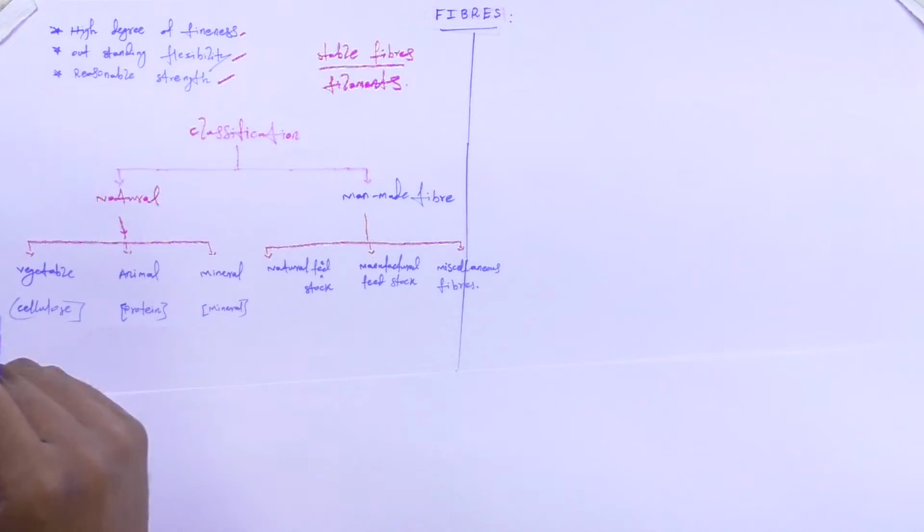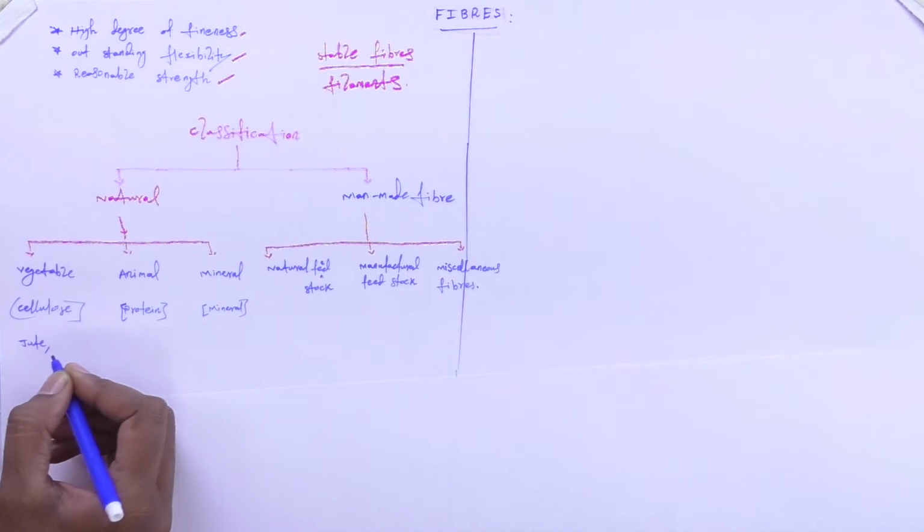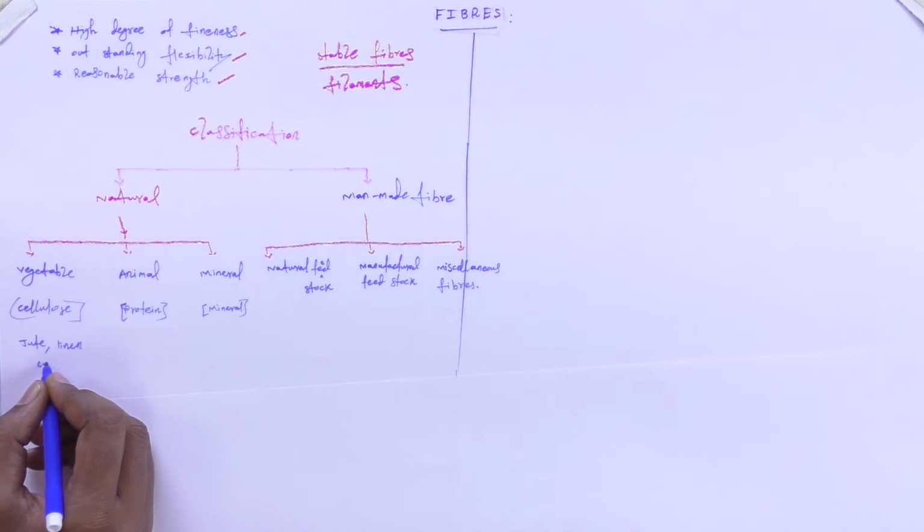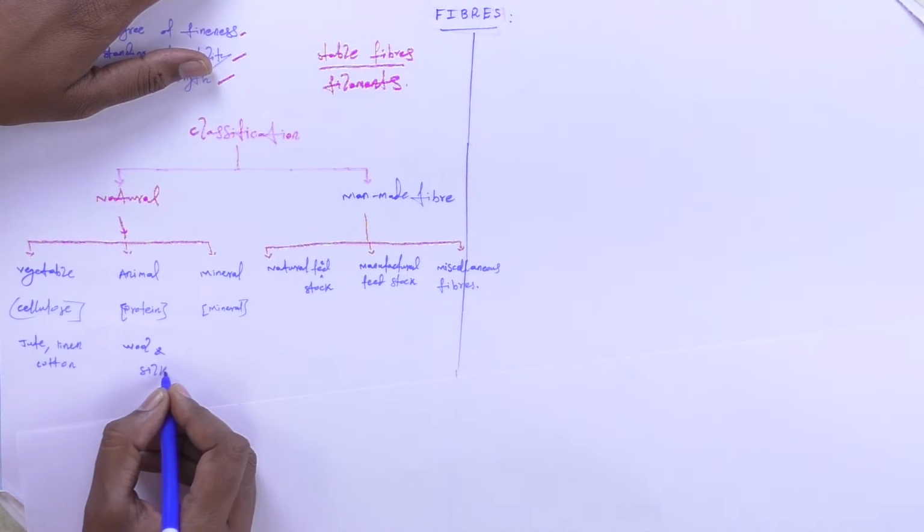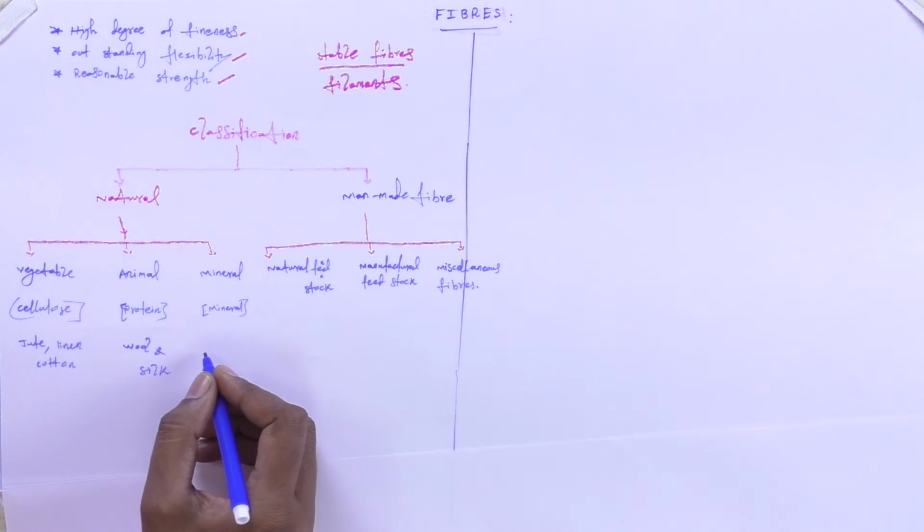What is the example? Vegetable fiber is derived or extracted from a plant; jute, linen and cotton are examples of vegetable fibers. All these fibers are extracted from natural things. And the animal fiber is protein fiber, extracted from animal skin or animal hair. You already know the best examples of animal fiber are wool and silk.